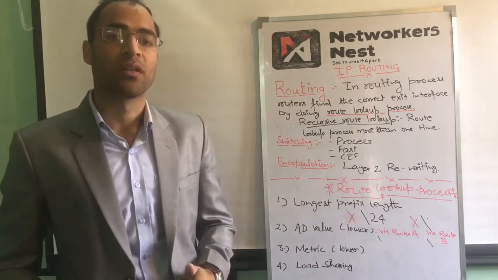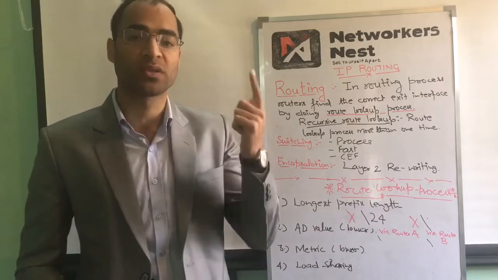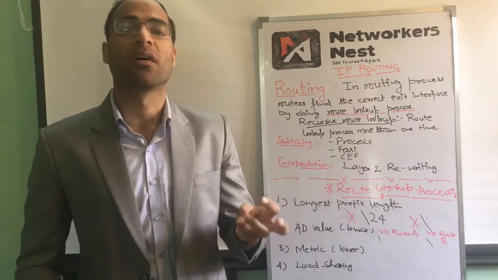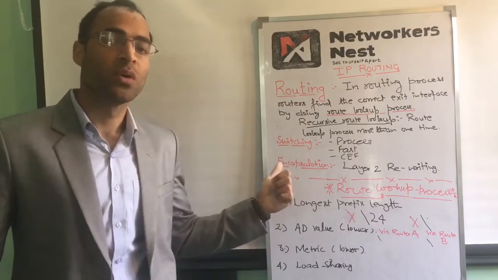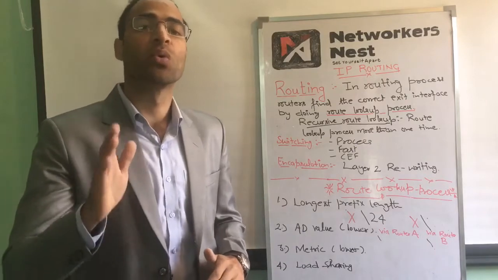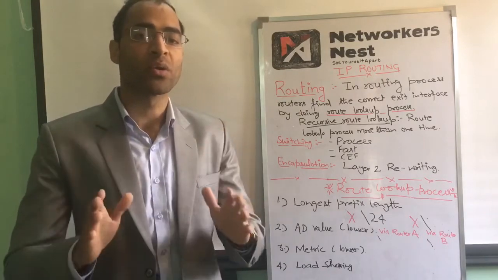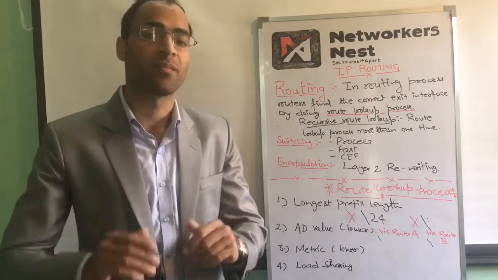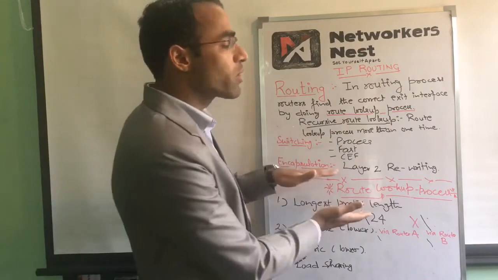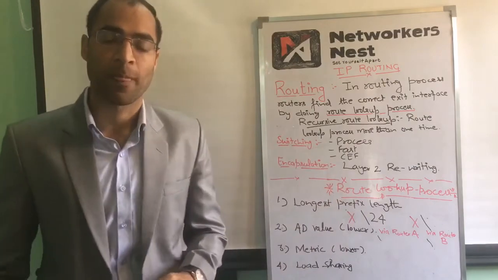Second is switching. There are three types of switching. First is process, second is fast, and third is CEF. Then it comes to encapsulation, layer 2 rewriting. We are not going to dig into IP routing today. That's a whole other topic for another day. Let's check how the route lookup process works.